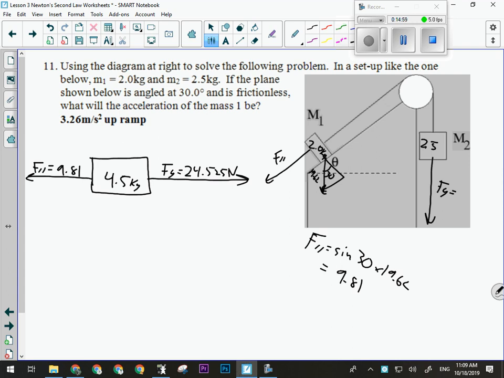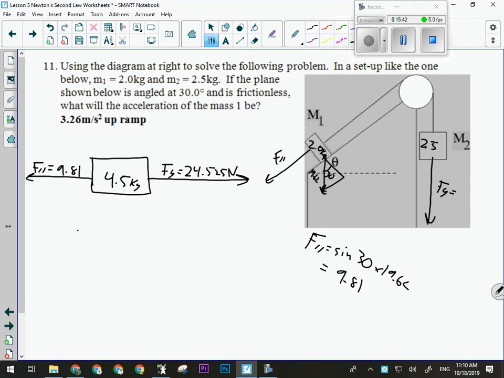Okay, the question wants me to find the acceleration of the 2 kilogram mass. Is it the same or different than the 2.5 kilogram mass? It's the same in magnitude. It's different in direction. The 2.5 kilogram mass is going to accelerate down, and the 2 kilogram mass is going to accelerate up the ramp. So they have different directions, and that's why the question is stated that way. If it asked what's the acceleration of the system, it would have to say what's the magnitude of the acceleration of the system, because the two parts accelerate in different directions. Here it's specified a specific mass, so we can give a direction.